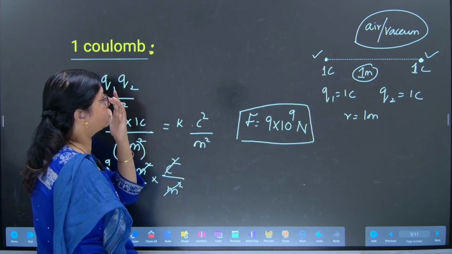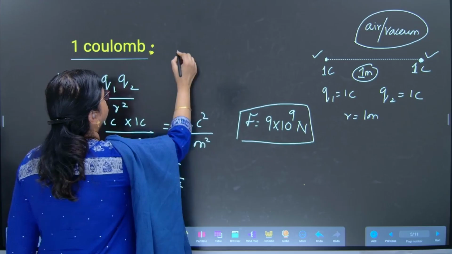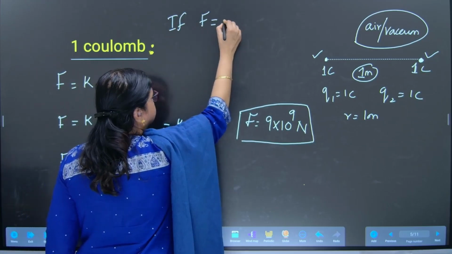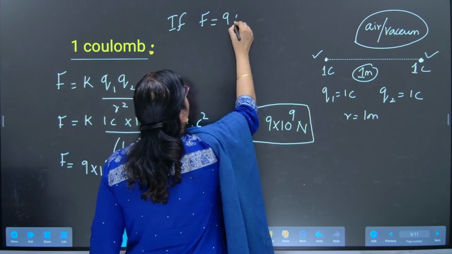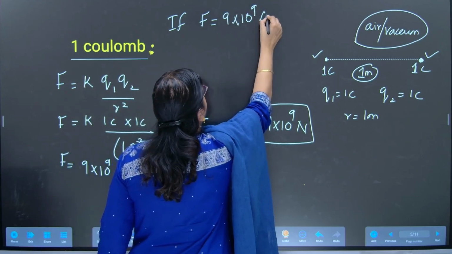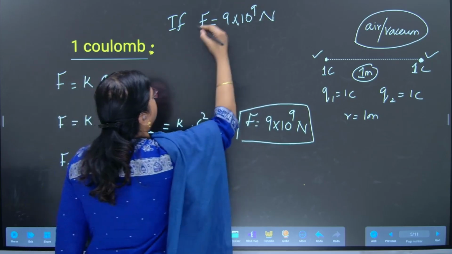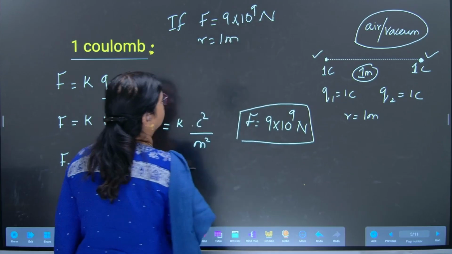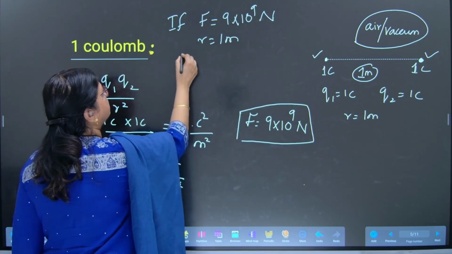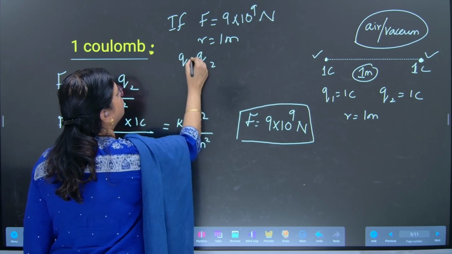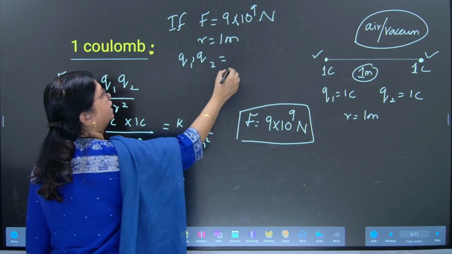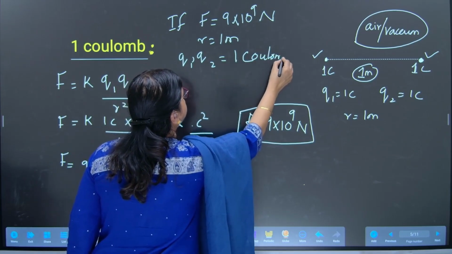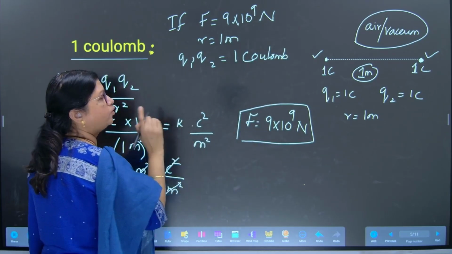I write the definition in parts. If the force between the 2 charges is 9 into 10 raised to 9 newtons calculated, and the distance between the 2 charges is 1 meter, then the charges Q1 and Q2, which we have considered, are said to be 1 Coulomb. That is the definition of 1 Coulomb.